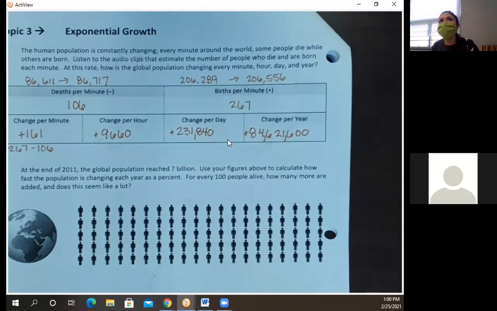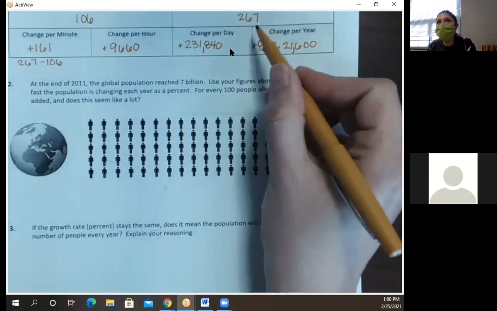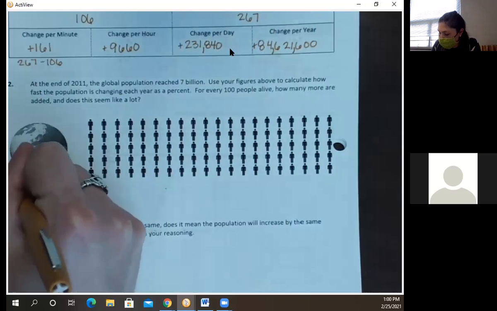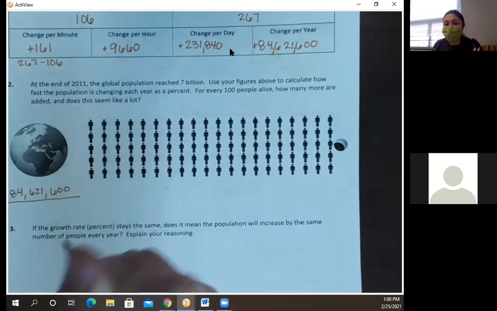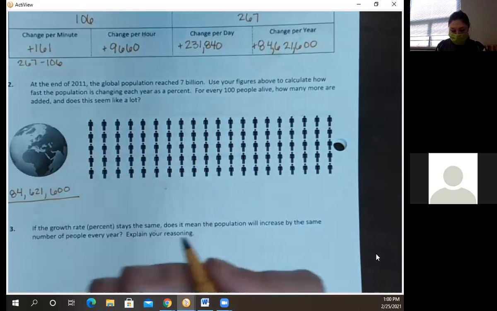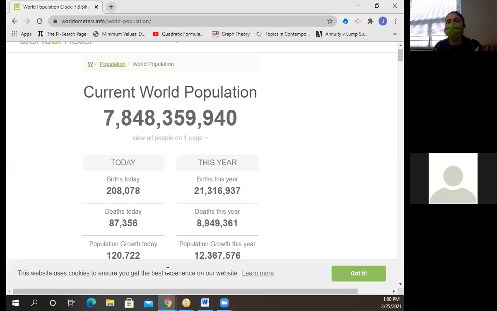Now, let's talk about this as a percentage. If I wanted to know what percent change I'm going to see in my population, then I need to take this change I'm expecting to see over the course of a year, that's 84,621,600, and I need to divide by the actual world population. So my actual world population, let me pull that clock back up, is 7,848,359,953.